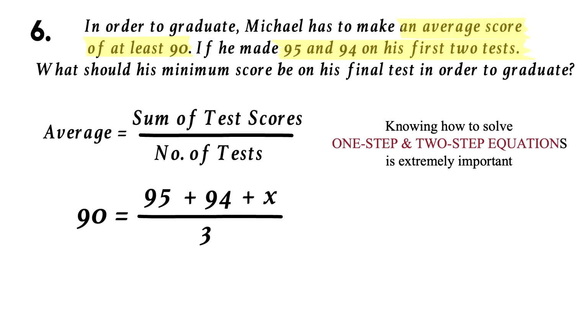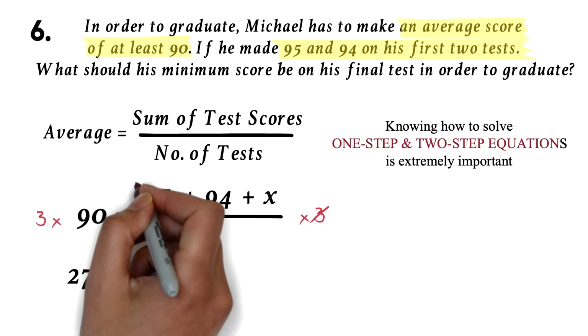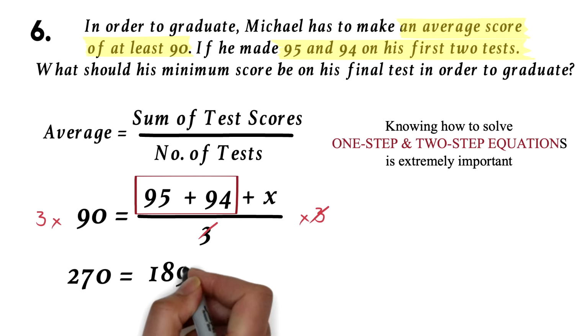Okay, let's solve it. Since the 3 is dividing, we can multiply both sides by 3. This 3 will cancel out. 90 times 3 is 270. Now let's add this. 94 plus 95 is 189.